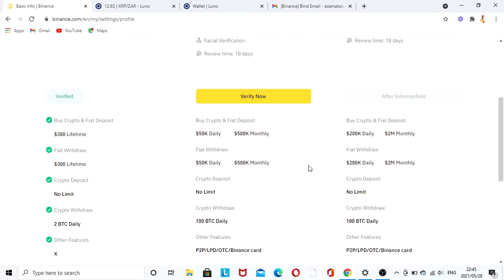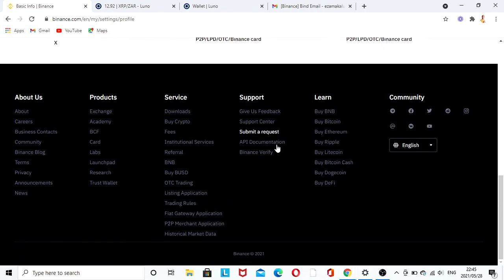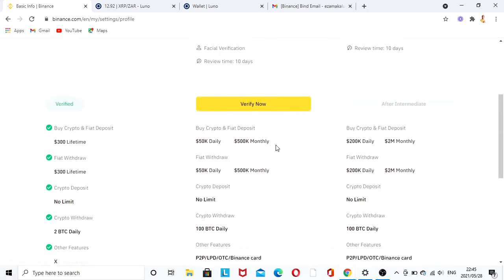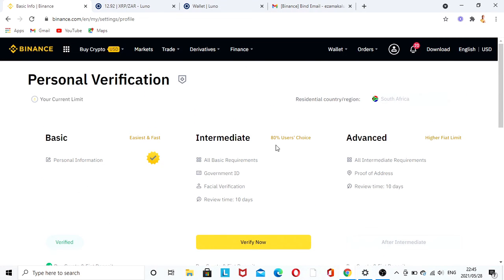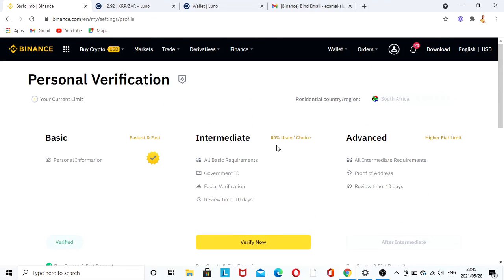Because these are very important. Once you pass these limits for whichever level you are on, whether basic, intermediate, or advanced, you are going to get banned. So you have to be able to see that. They will notify you if they see that you're spending more than usual, if you're lucky. But if you're not, you will just see your account banned.